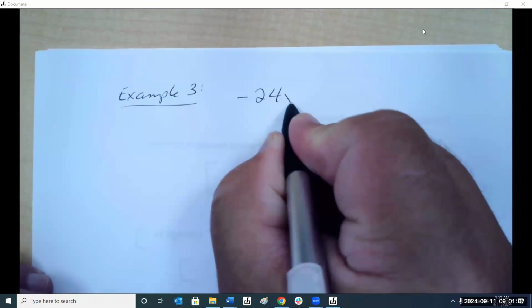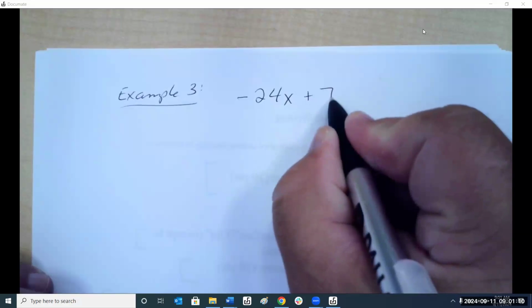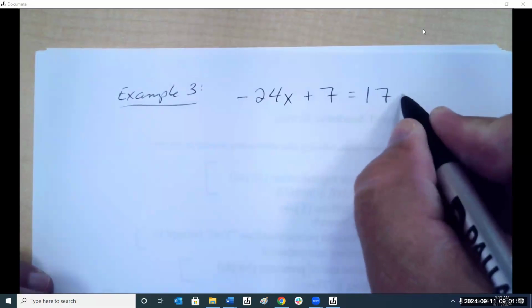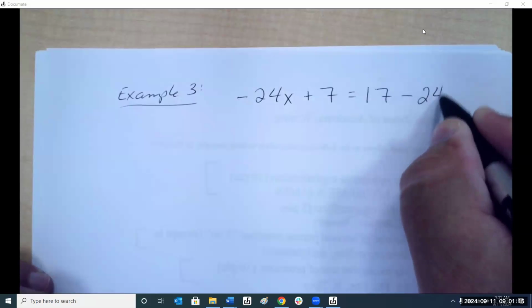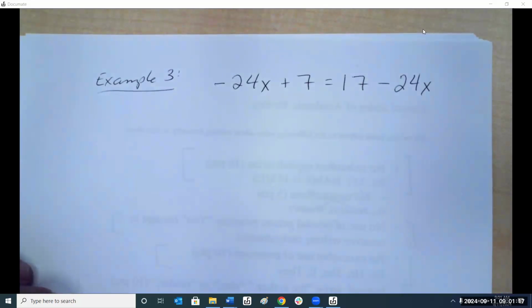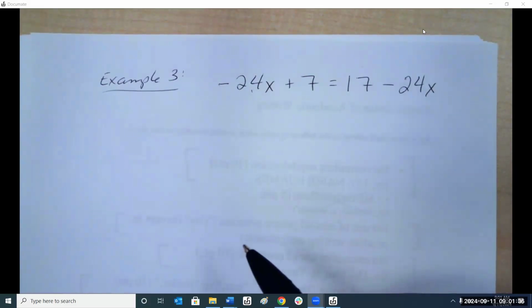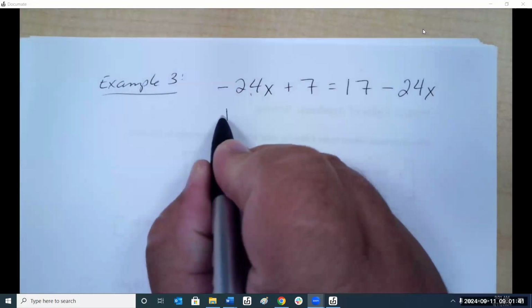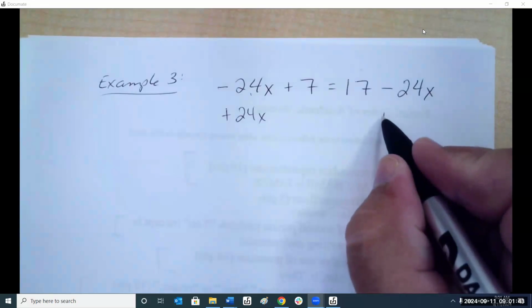Negative 24x plus 7 equals 17 minus 24x. Here we have another situation where we have x's on both sides. We have to get the x's to one side. So since they're both the same, it doesn't matter which one we move. How do we get rid of negative 24x? Add 24x to both sides.